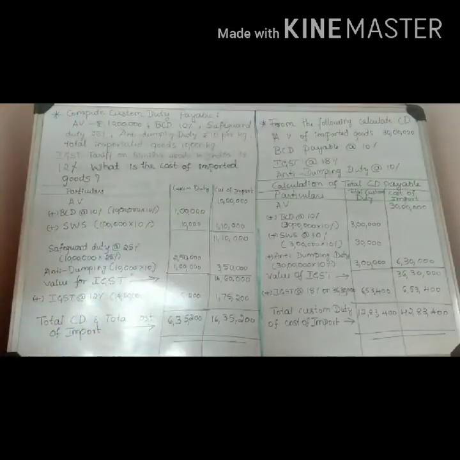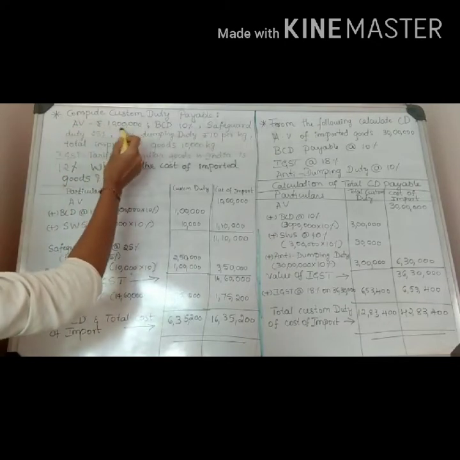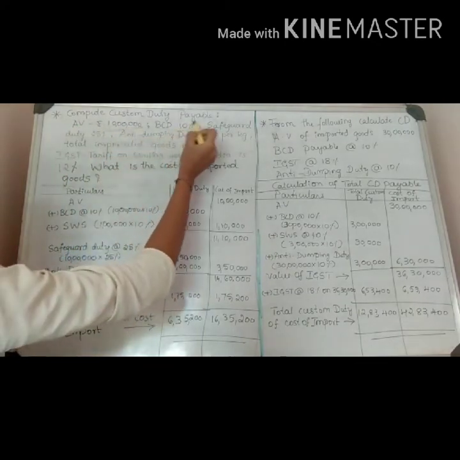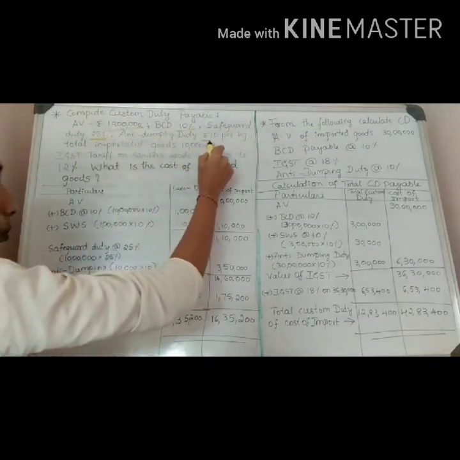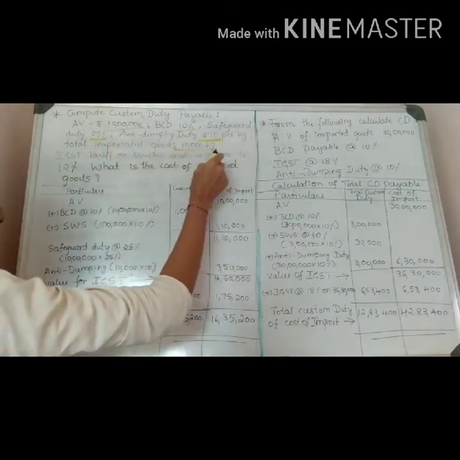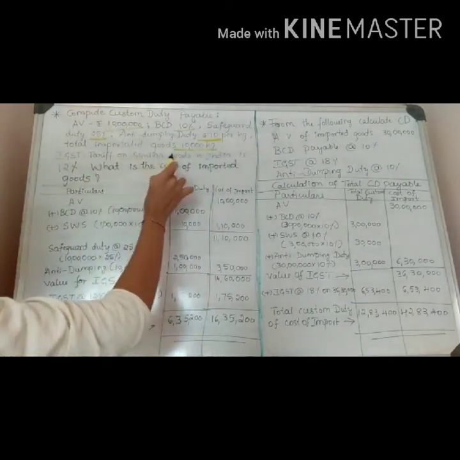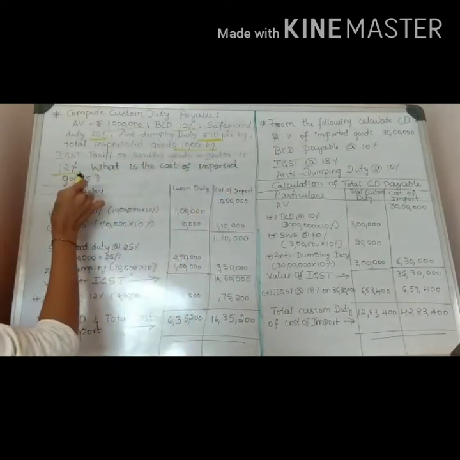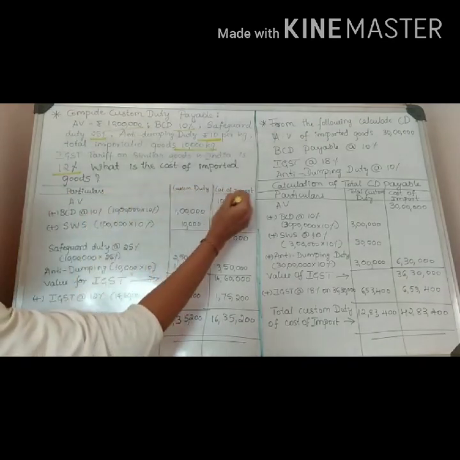Next problem: compute customs duty payable. Assessable value rupees 10 lakh, BCD 10%, safeguard duty 25%, anti-dumping duty rupees 10 per kg, total imported goods 10,000 kg. IGST tariff on similar goods in India is 12%. What is the cost of imported goods? So we have to calculate the cost of imported goods.